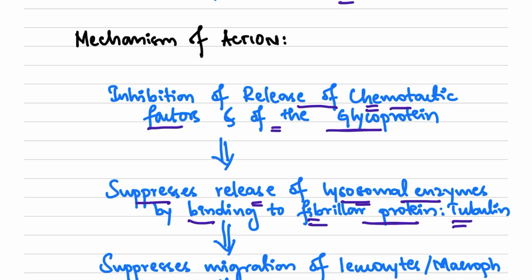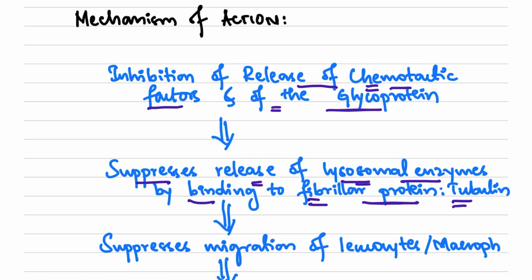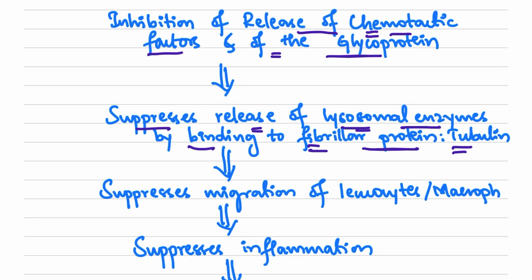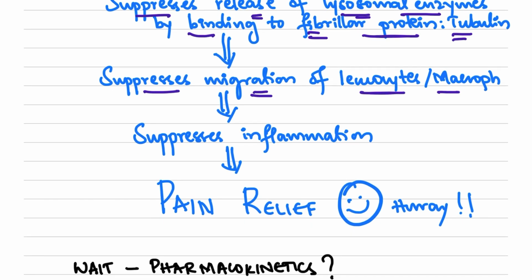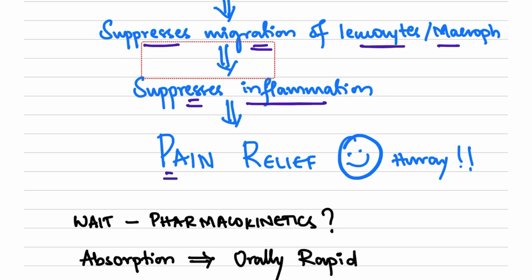So colchicine inhibits the release of chemotactic factors and of the glycoprotein. It further suppresses the release of lysosomal enzymes by binding to the fibrillar protein, that is tubulin. This leads to suppression of migration of leukocytes and macrophages. Whenever the migration of leukocytes and macrophages is suppressed, inflammation is decreased, and finally the patient has pain relief. Hooray, he doesn't have pain anymore.